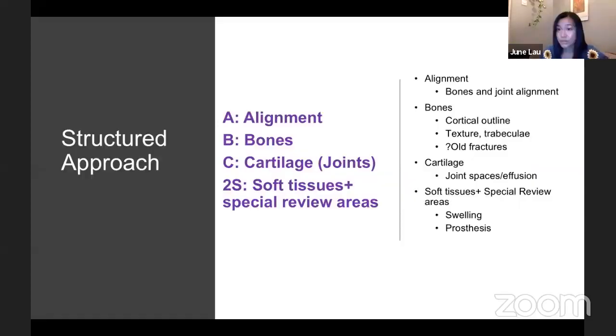So once you're happy with adequacy, then you can move on to your approach. And in radiology, we love ABCs. So this is the same. You've got ABC to S to look at trauma x-rays. A stands for alignment, B for bones, C for cartilage. And of course, where there's cartilage is often a joint space. And then 2S stands for soft tissues and special review areas. For each of the x-rays we're going to look through, there are certain special review areas that we will touch upon.